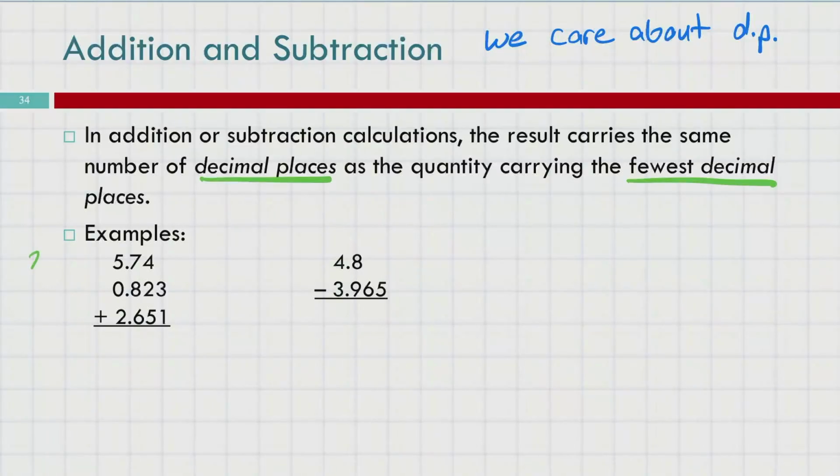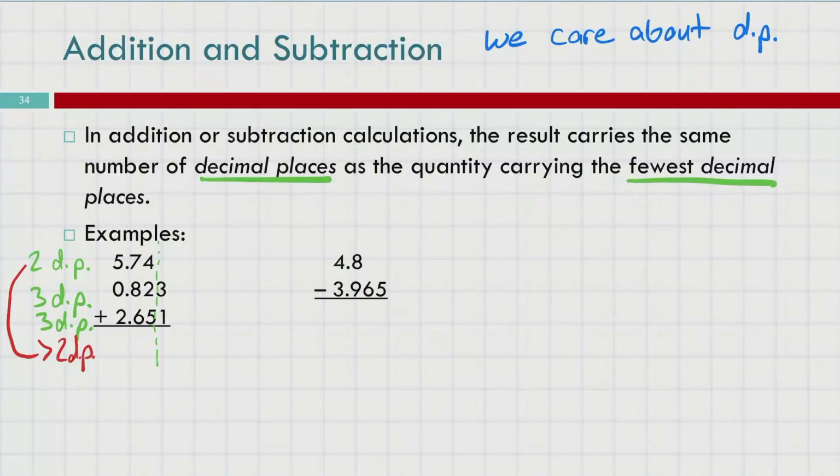So we've got, for 5.74, 2 decimal places. 0.823 has 3 decimal places. Our answer is going to have the smallest one, 2 decimal places. And we can see that if we draw in a little line. So we're going to cut everything off that's to the right of that line.